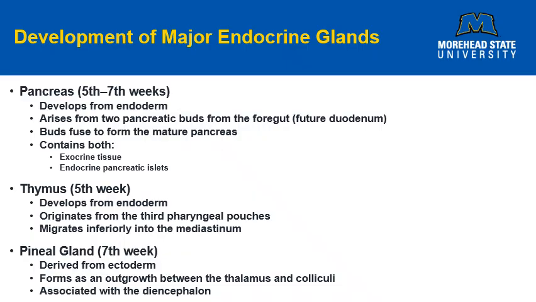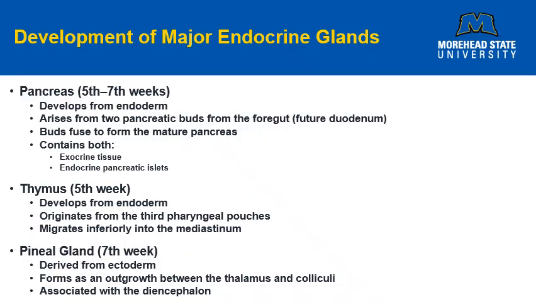This contains, if you remember, both exocrine and endocrine tissue. So remember, these are basically two pancreatic buds, one with exocrine and one with endocrine, and they eventually fuse together. That's how we get the variation in the exocrine and endocrine tissue within them.